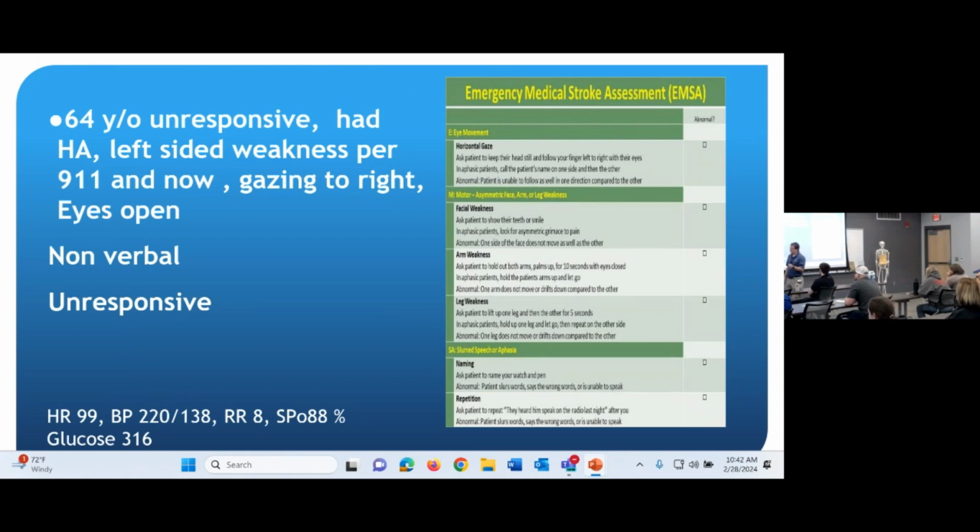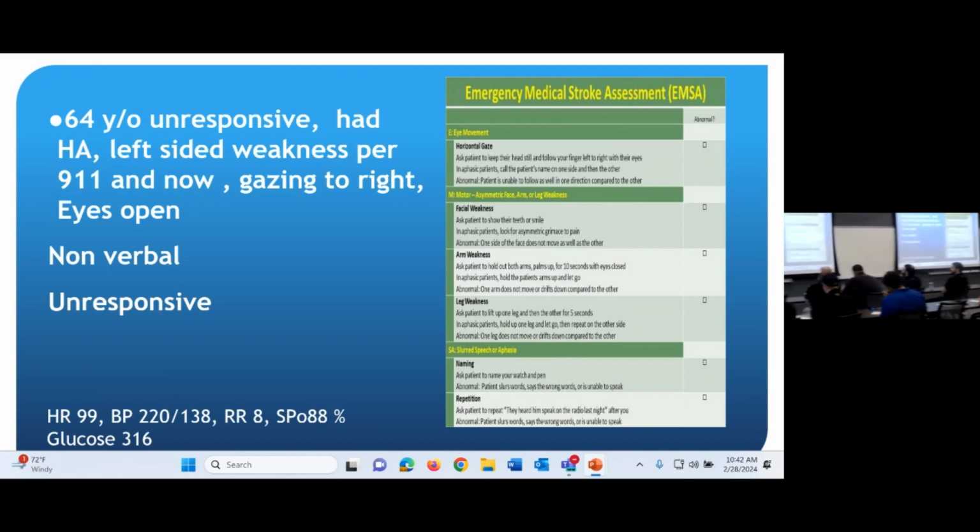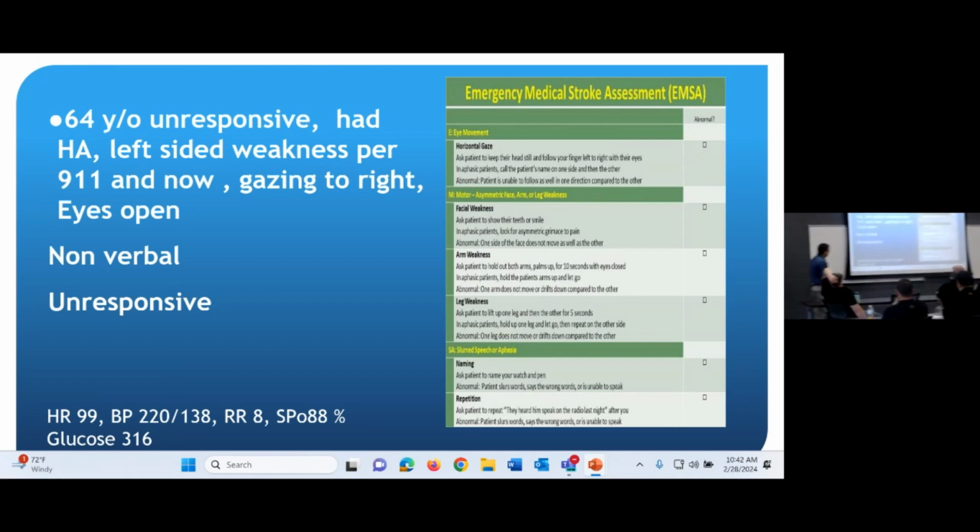So congestive heart failure, pulmonary edema, we treat that hypertension with nitro, CPAP, and aggressive airway management if we need to. We don't do labetalol, nicardipine, clopidogrel.